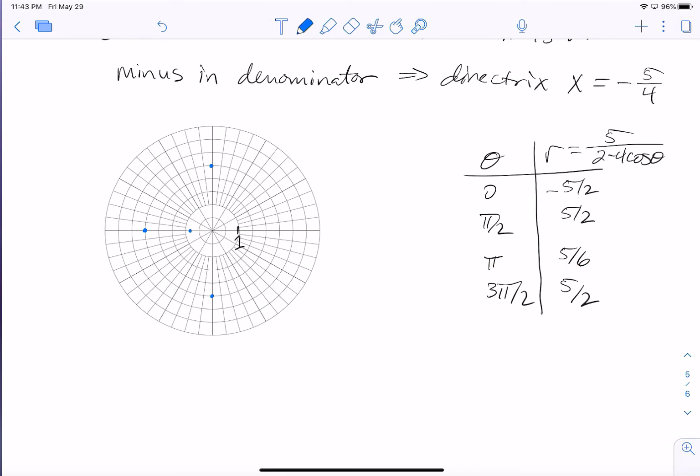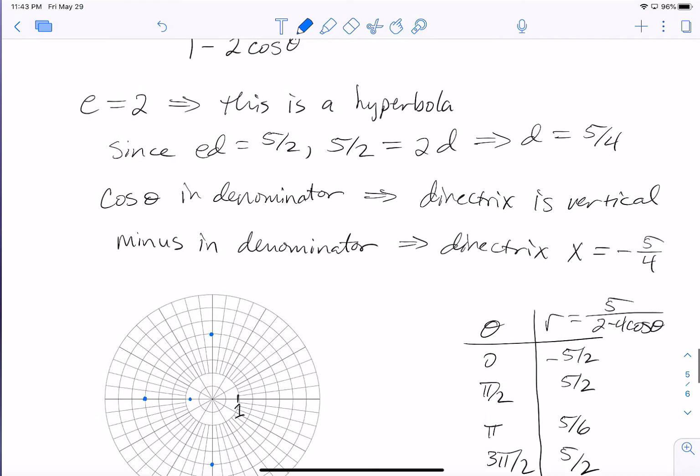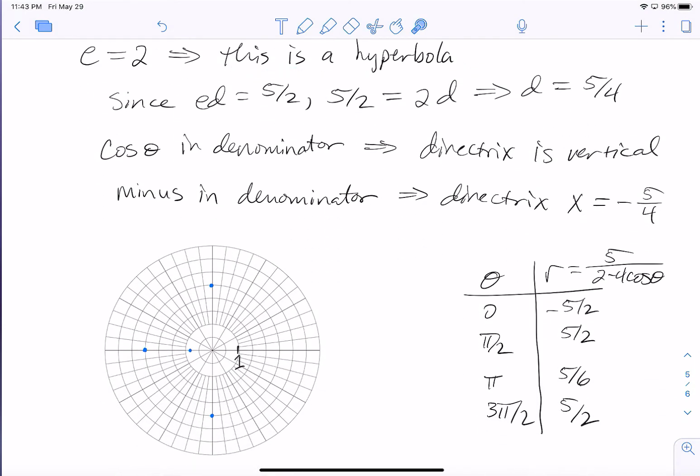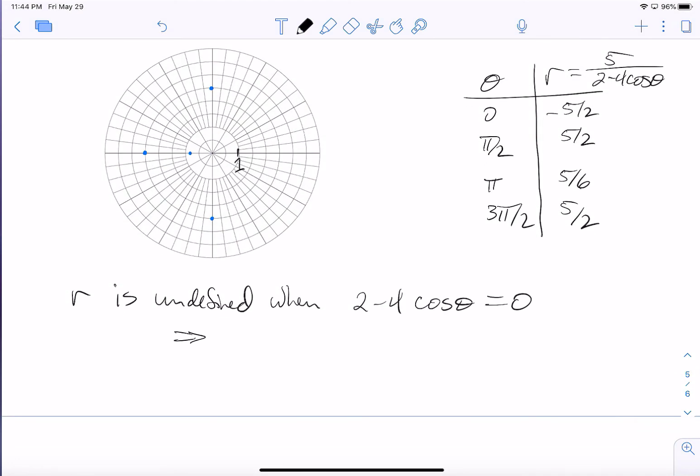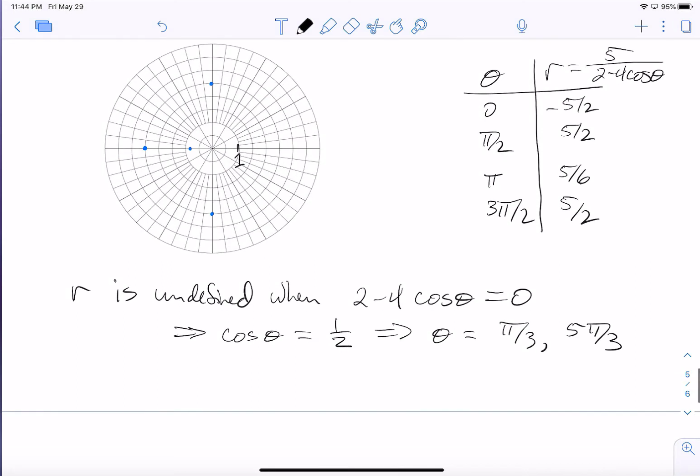That's as far as I asked you to take this because, I mean, how do you connect these dots? Well, we don't. We only connect a few at a time. This is a hyperbola, and so it's going to have 2 branches. Considering the original equation here, we know that r is undefined when 2 minus 4 times the cosine of theta is equal to 0 from the denominator. That means when the cosine of theta is equal to 1/2, or when theta is equal to pi over 3 or 5 pi over 3. Our asymptotes will be parallel to these lines.